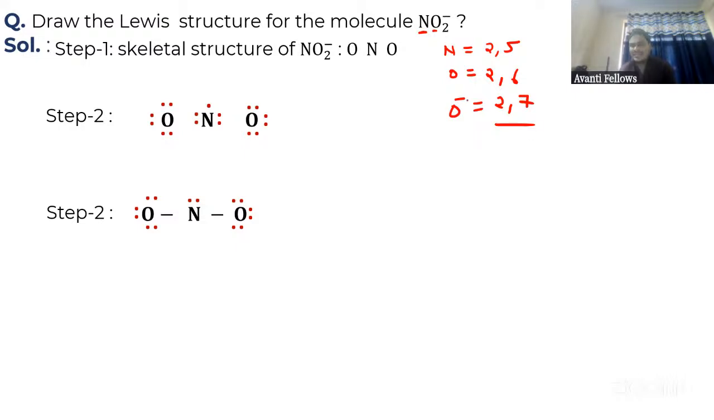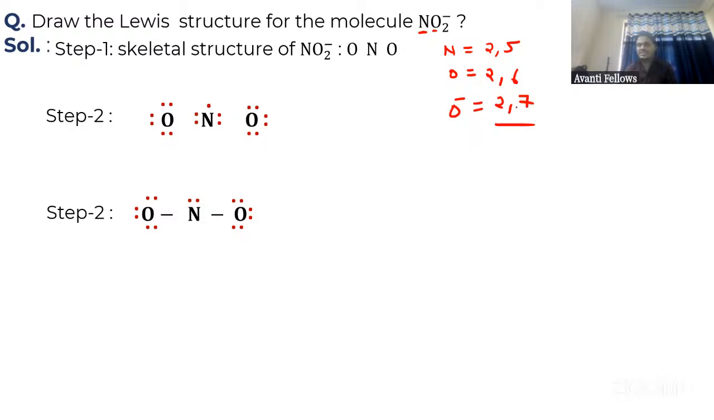Why negative charge on oxygen atom? Always remember, whenever two elements have some charges, say negative charges, then these charges must go to the atom which has the more electronegative value. So out of nitrogen and oxygen, which one is more electronegative? Obviously oxygen.